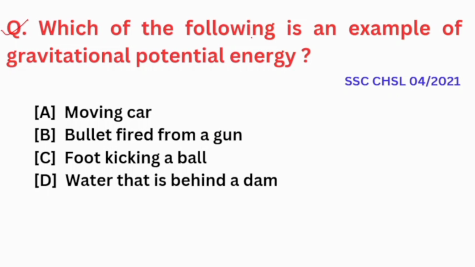Next is, which of the following is an example of gravitational potential energy? Moving car, bullet fired from a gun, and foot kicking a ball, these all three are already in motion, and due to motion they have kinetic energy. The correct answer is option D. Water that is behind a dam stores gravitational potential energy since it is at a higher level from the ground.